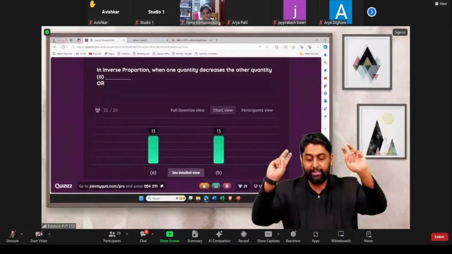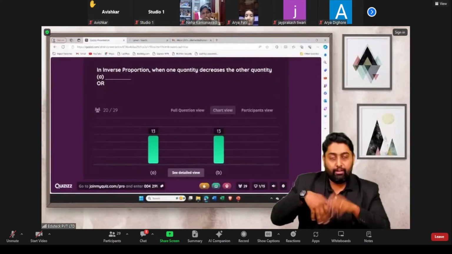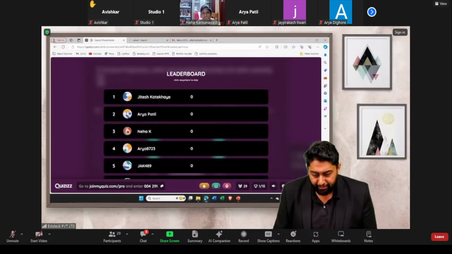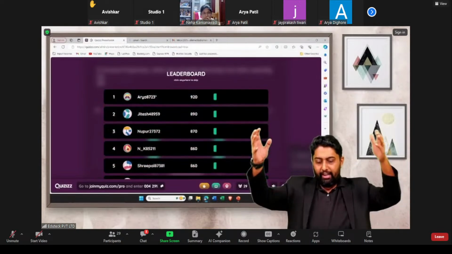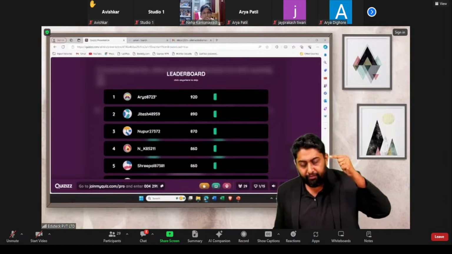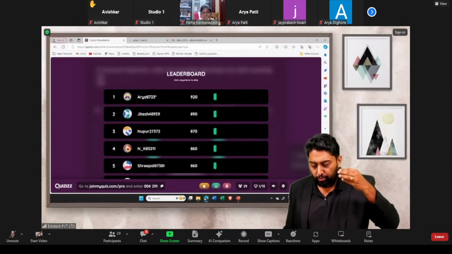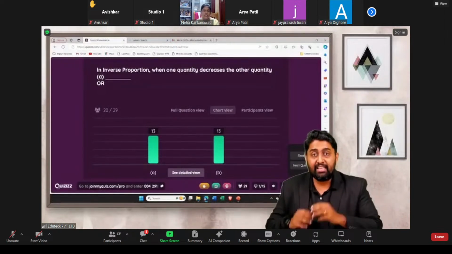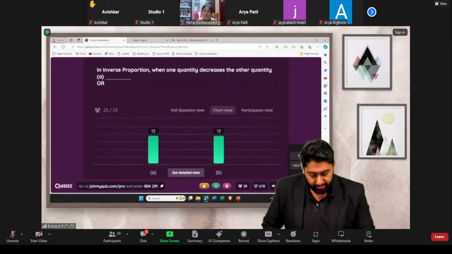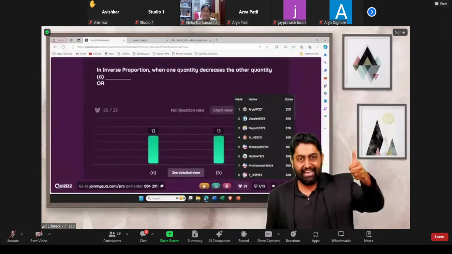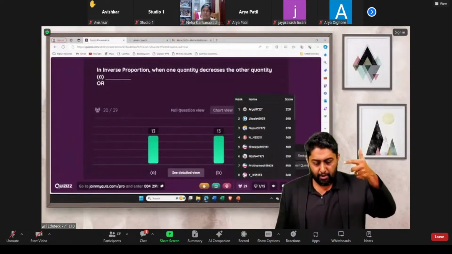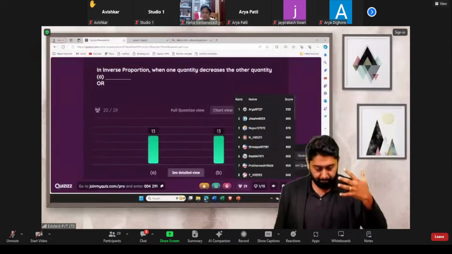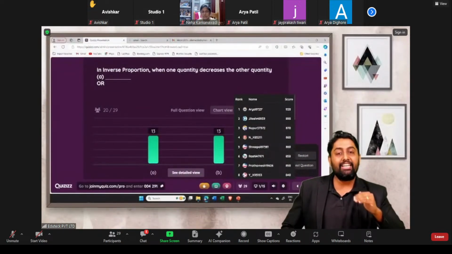There were 20 people who had answered out of the 29 who are there in the session. And with that, let's see the leaderboard. Lovely. We have Arya at the first position, followed by Jitesh, Nupur, Neha. These are the first 5 positions. I'll just read out the names again. First is Arya, Jitesh at the second spot, Nupur third, Neha fourth, and fifth is Shripal. There is Rashi, Prathamesh as well after that.